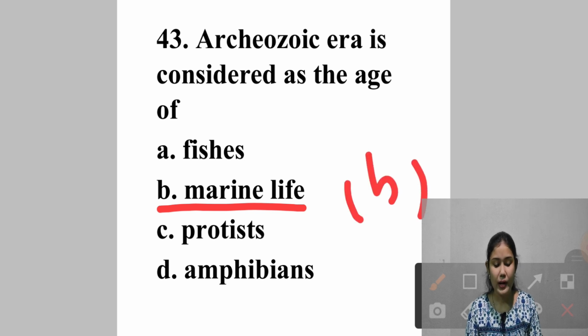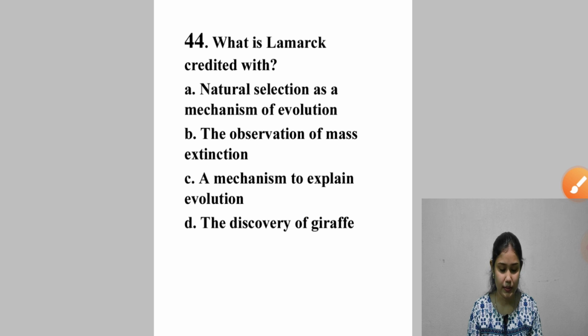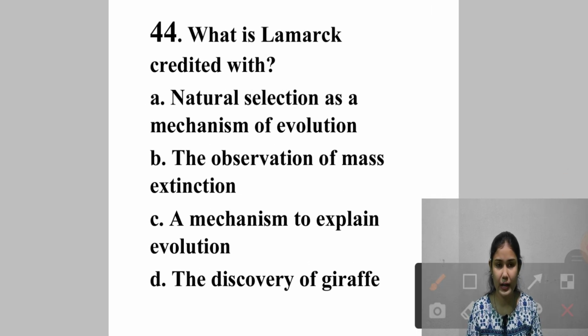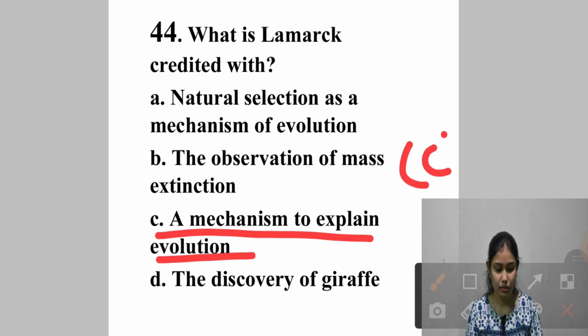44. What is Lamarck credited with? A, natural selection as a mechanism of evolution, B, the observation of mass extinction, C, a mechanism to explain evolution, D, the discovery of giraffe. Okay, it's a very easy question. That answer will be option what? C. Okay, a mechanism to explain evolution. Okay, now come to question number 10.